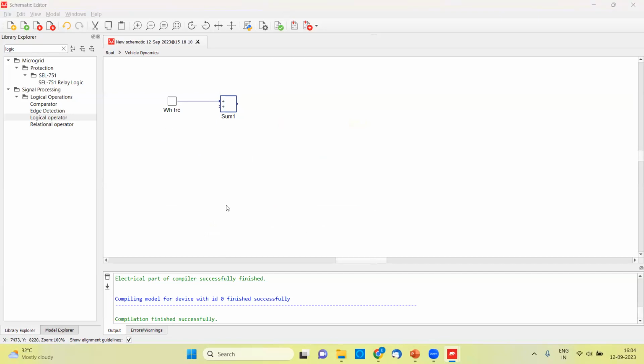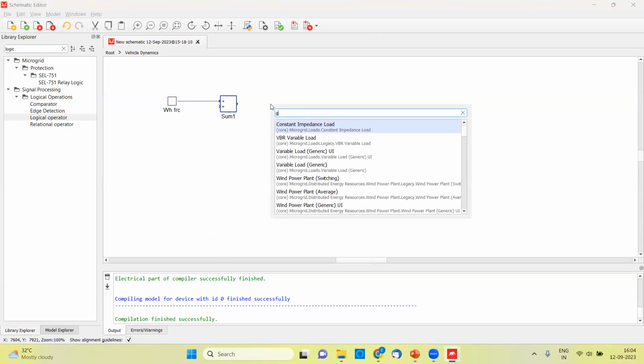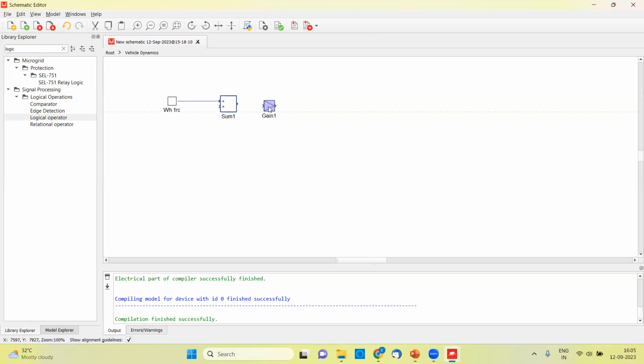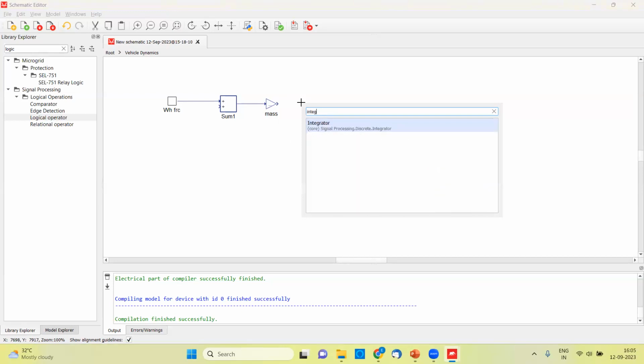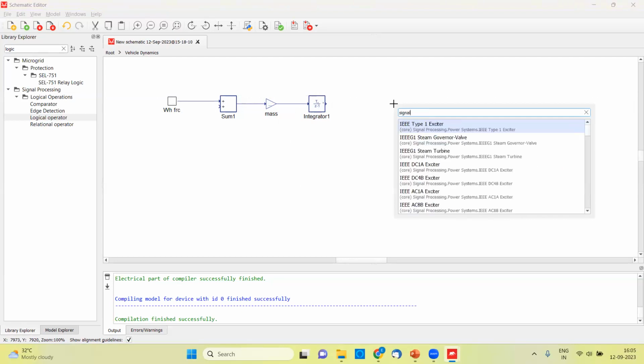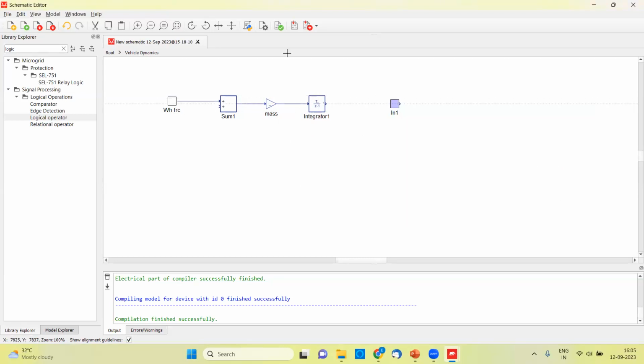Okay, moving ahead, right now I'm going to take another gain block over here. That gain is indicating the mass of the vehicle. Of course, whenever there is a vehicle, we have some mass associated with it, or the weight of the body of the vehicle. So I'm going to name it mass. Then again, I'm going to integrate that component, so we have one integrator over here, and we are going to generate some signal output. What is this output which is getting generated? Basically, this is the vehicle velocity.